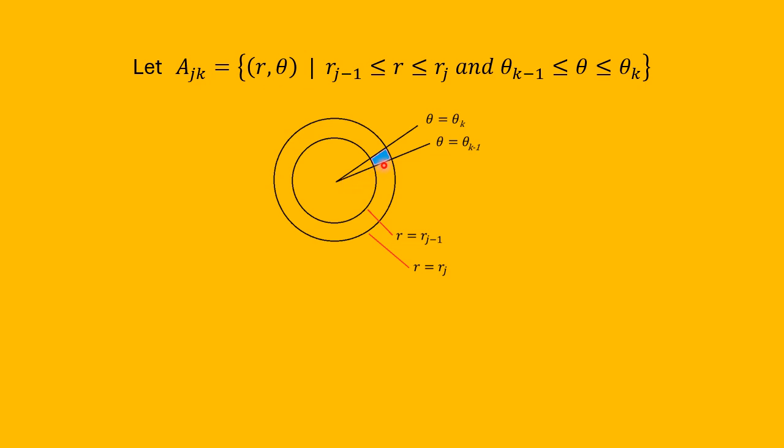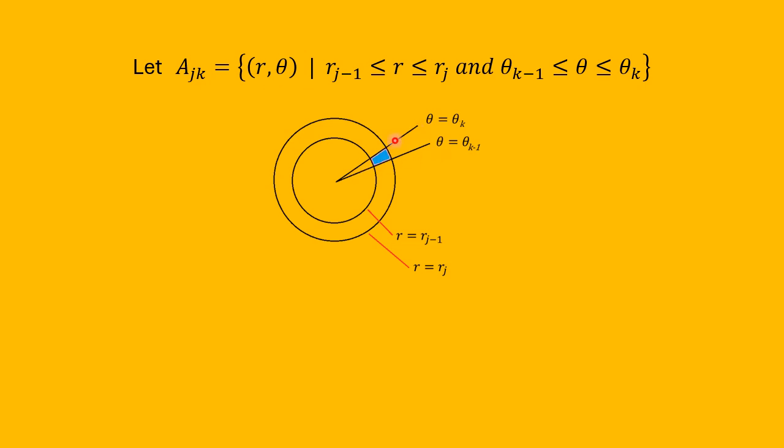Let's also have two rays coming out: theta equals theta sub k minus 1 for this ray, and theta equals theta sub k for that ray. And then A sub jk, this region in here, is in polar coordinates the set of all points having polar coordinates r, theta, where r is between r sub j minus 1 and r sub j, and theta is between theta sub k minus 1 and theta sub k.